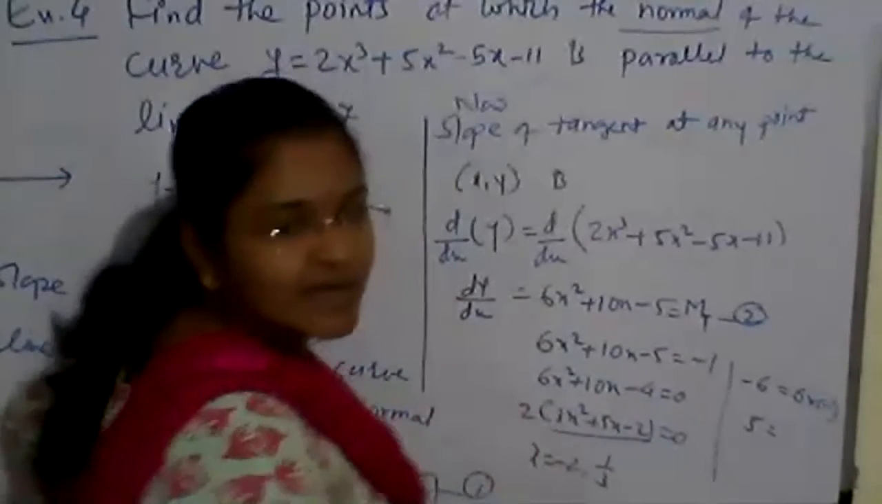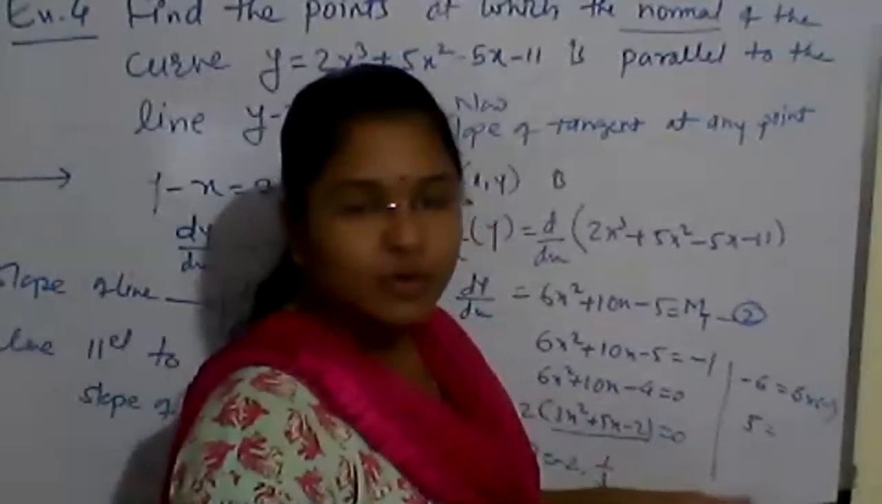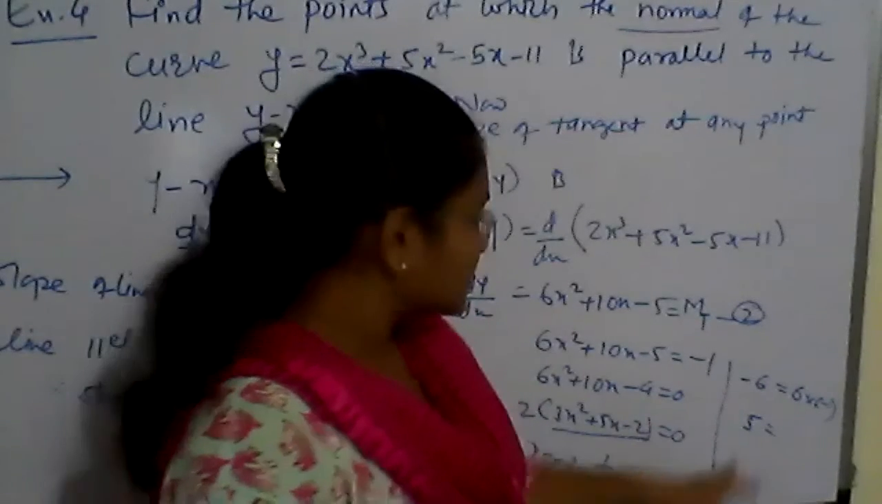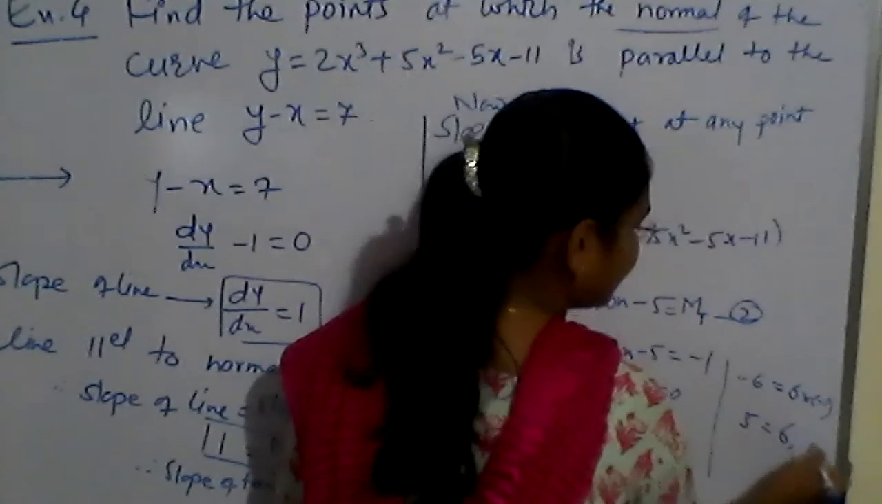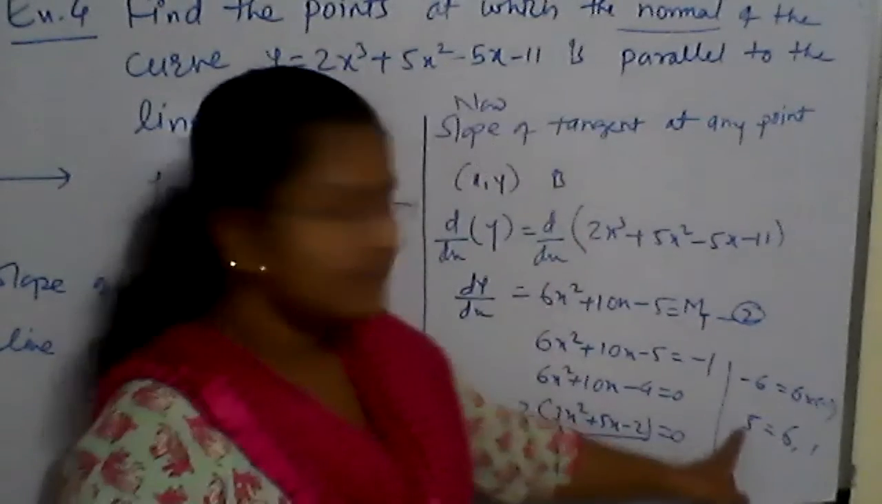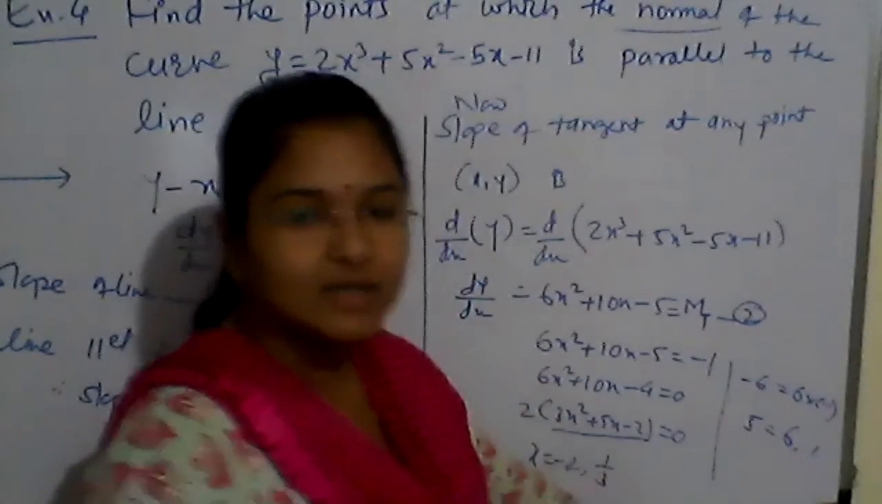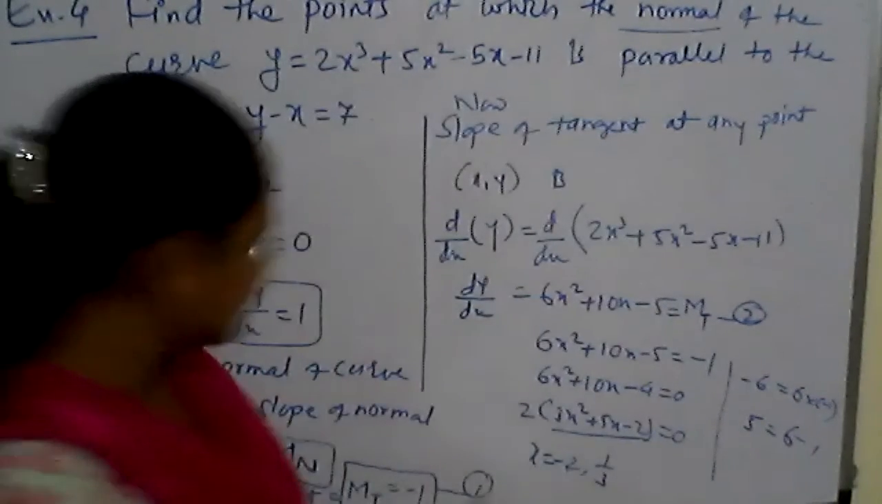6 into 1 only we can take, not 2 and 3, because we need plus 5. If we take 2 and 3 with plus and minus, you will never get plus 5 as the addition. So here 6 and -1 we can take. 5 is positive, so we should give the plus sign to the biggest number, that is 6. Okay, so 6 minus 1. This you know, but I have told it then also.